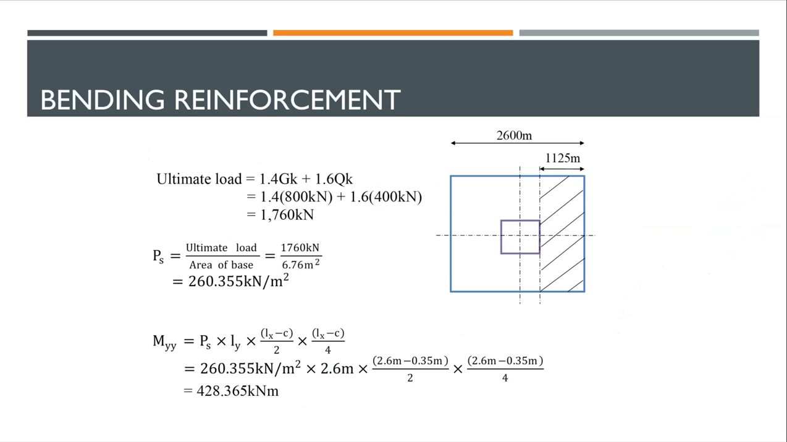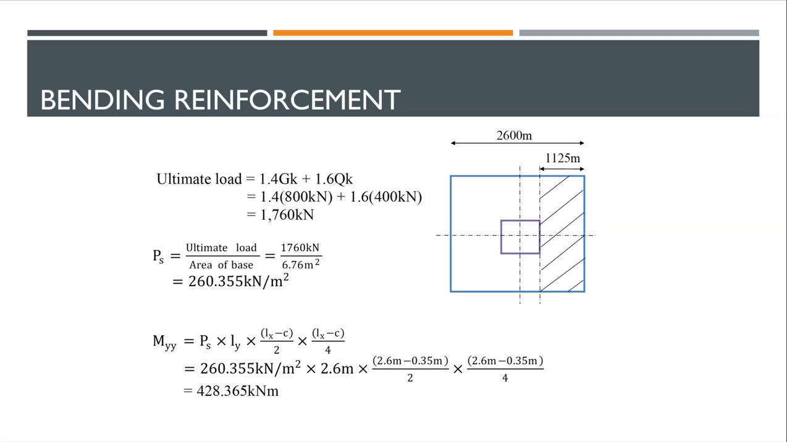So what we do next is kita kira dia punya ultimate load. Okay, ultimate load is using the formula of 1.4 GK plus 1.6 QK. So masukkan saja the value of GK from the question and QK from the question. Then you get 1760.